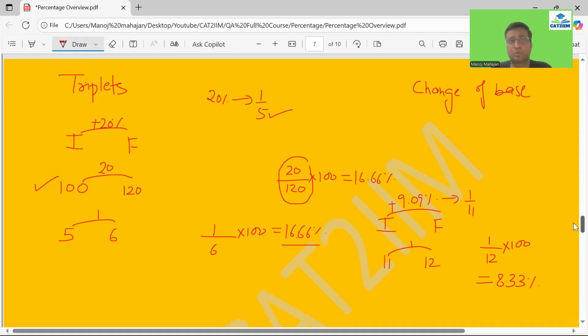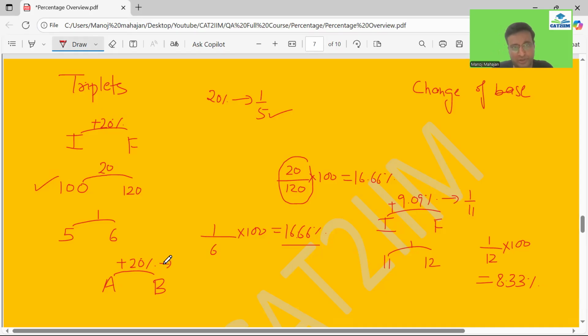See, the same problem I wanted to put in another language also, because at times they can give you this language. Let's say there is a person A and there is a person B. Income of B is 20% more than income of A. Now the question is, by what percentage is the income of A less than B? Again, the concept would remain the same. Only the language has changed.